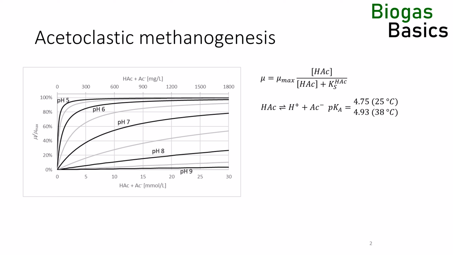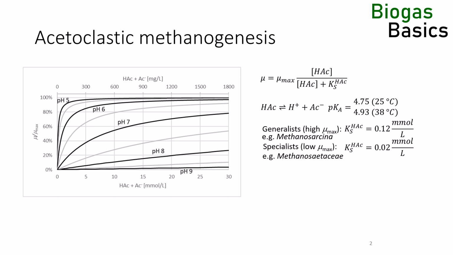This figure uses a Monod constant of 70 micromoles per liter. This is an average value. Many microorganisms can be grouped into generalists and specialists. This is not only true for methanogens. Generalists have a higher growth rate, but also a high Monod constant. The Monod constant is the concentration of substrate at which the growth rate is half the maximal growth rate. The higher the Monod constant, the more substrate must be present to achieve high growth rates.